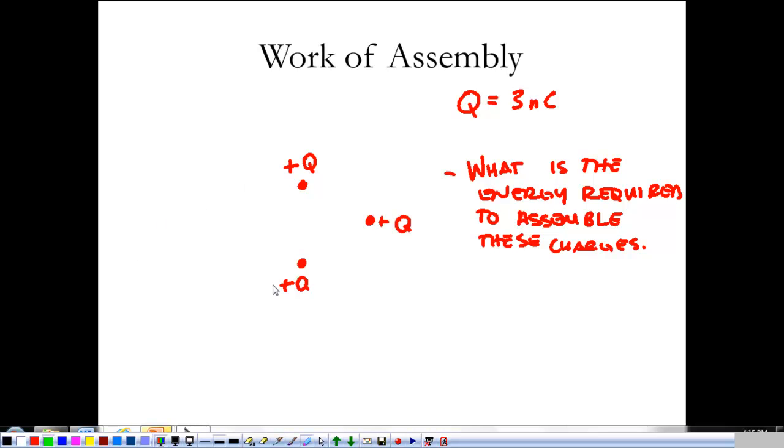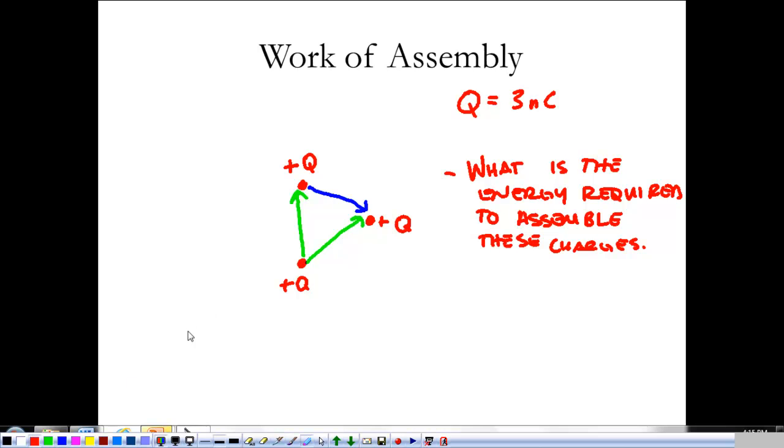And what we're going to have to do is look at the potential energy between this charge and this charge, and the potential energy between this charge and this charge. Because when I bring, let's say this charge was here to begin with, when I bring this charge in, it does work against this charge, and it does work against this charge, and this charge does work against this charge, bringing it all in. They're all working against each other.